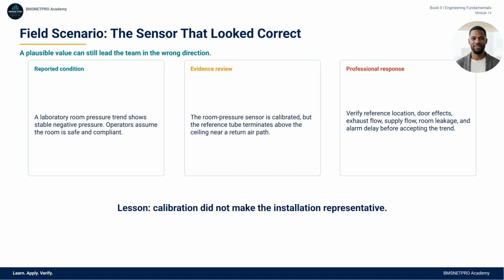Here is a realistic field problem. A laboratory room pressure trend looks stable, and the transmitter calibration record looks acceptable. At first glance, the team assumes the room is performing correctly. But the reference tube terminates above the ceiling near a return air path, so the reading does not represent the corridor reference the sequence assumes. The sensor was not simply bad. The measurement chain was wrong. The professional response is to verify the reference location, door behavior, supply and exhaust flow, leakage path, alarm delay, and trend behavior before accepting the value.